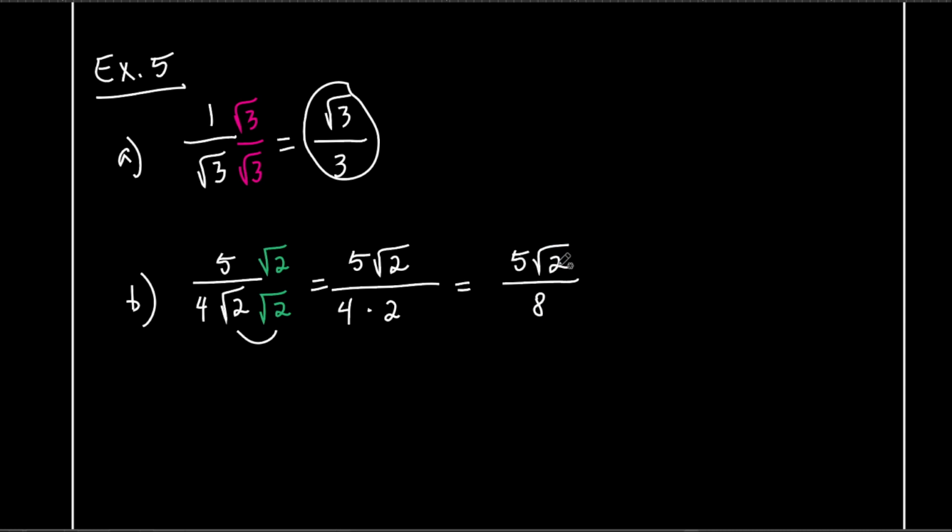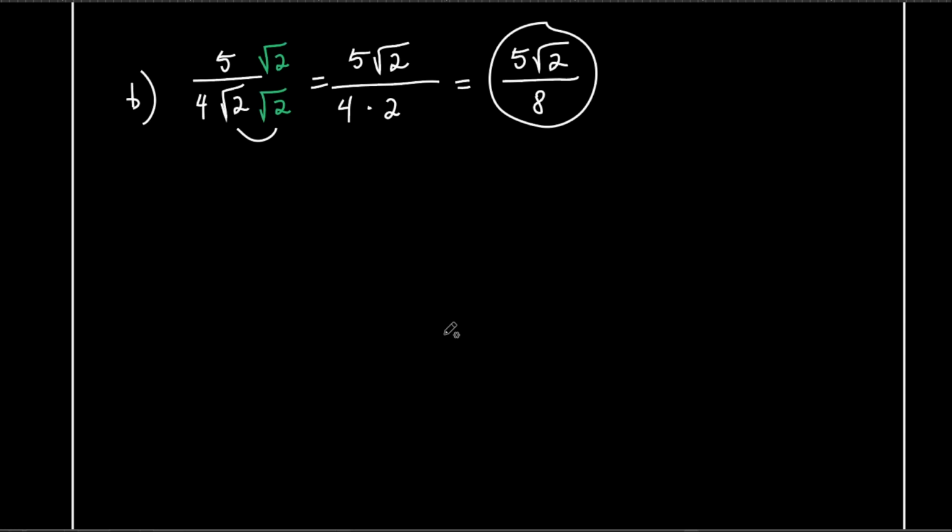Nothing cancels. The 2 does not cancel with the 4 because the 2 is under a square root. It's not a 2. It's the square root of 2, which is some decimal, 1.4 or something like that. That is your answer. That's how you're going to leave it, just like that. All right, let's do this one.